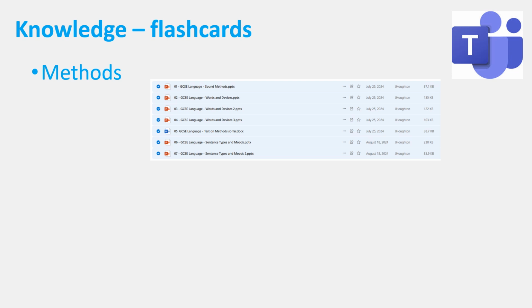So if you don't know these, go to the Teams page, go to your English language lessons, open lesson number 1 on sound methods. That's where you're going to start creating your flashcards if you haven't got them already. Go through all of the initial early lessons all the way through to narrative voice, which I think is the last of the methods lessons. Make sure you have all of those on flashcards, and there you go. That is the technical knowledge you need to be able to succeed in English language.